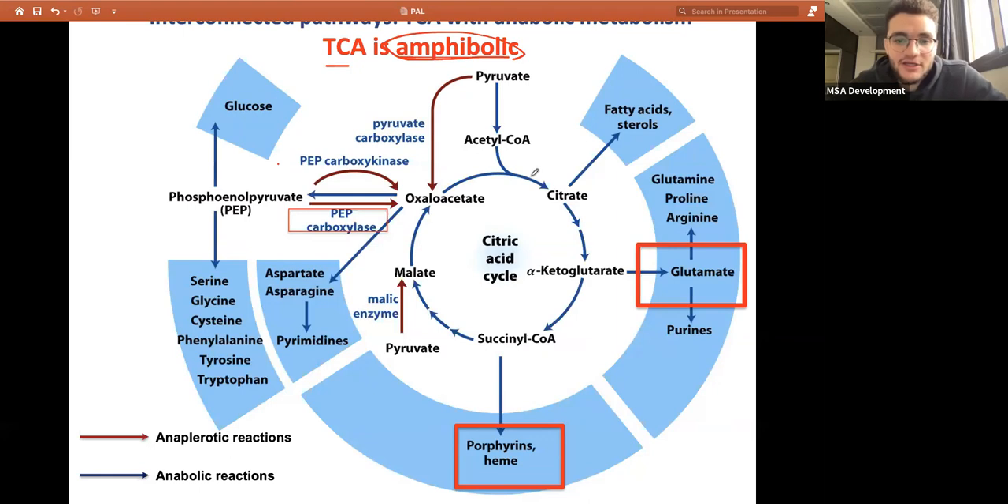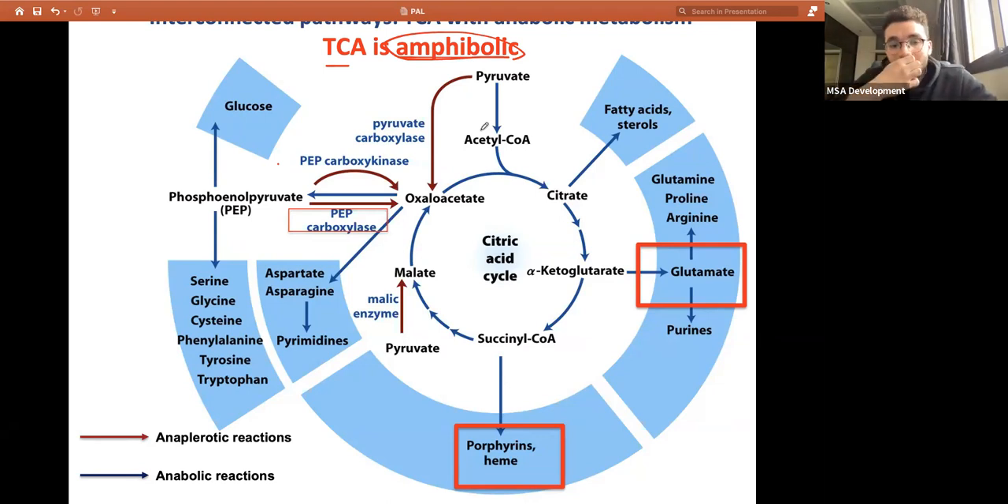Okay, so amphibolic. As we said, pyruvate or acetyl-CoA is being catabolized. When you catabolize pyruvate, the point is you want to produce ATP and NADH, all of these for the electron transport chain. So it's being catabolized, it's being broken down.